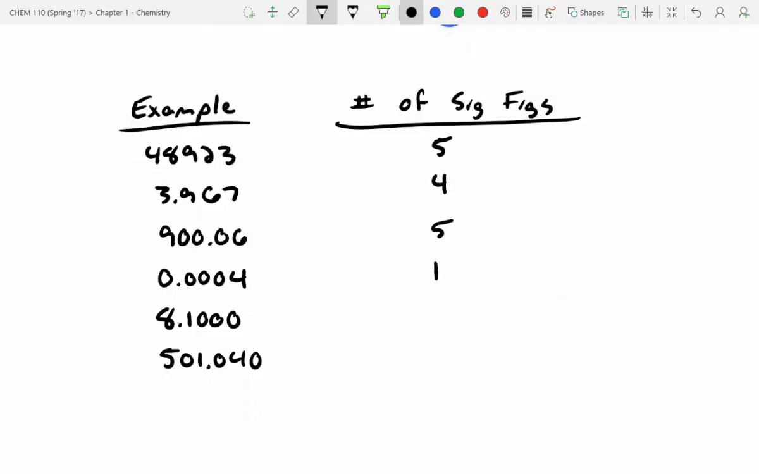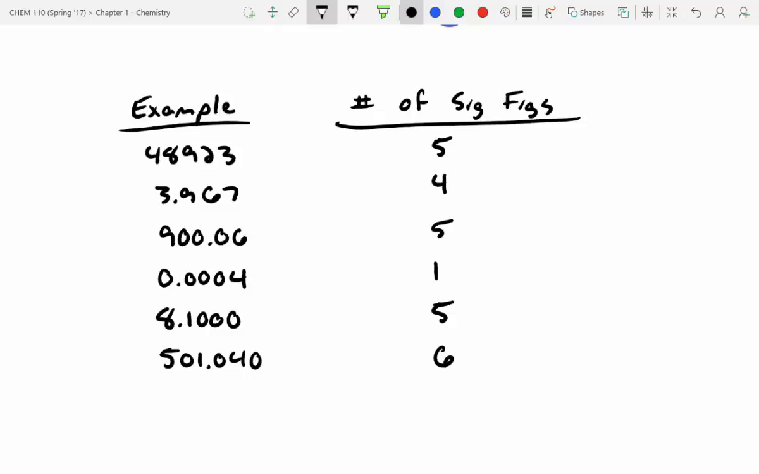What about the 8.1000? Do we count the zeros at the end? Yeah, they are to the right of the decimal and at the end of the number, so we would have 5 sig figs here. And then what about the next one? 6. We've got zeros between non-zero numbers, and we've got a 0 at the end of the number, and there's a decimal, right? So not too bad. So for the 3.967, you would count all of them because there's no zeros? Exactly. All non-zero numbers are counted as significant.